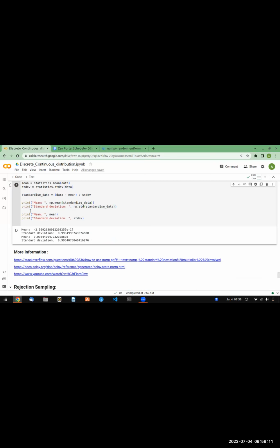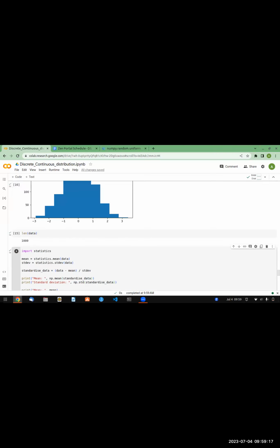Any question to understand this one? How to calculate the mean and standard deviation of the data? Very easy in code.